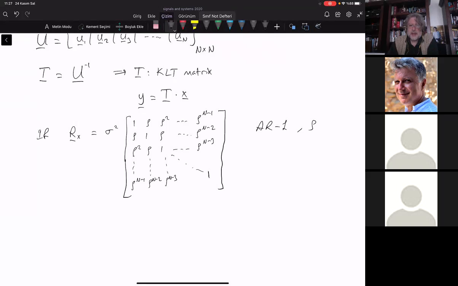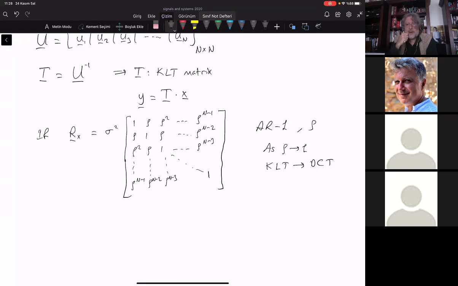And as rho goes to 1, the corresponding KLT goes to DCT, the discrete cosine transform. It comes from the structure of the autocorrelation matrix containing rho terms. A good mathematician can work on finding the eigenvectors of this, and as rho approaches 1, the eigenvectors approach a harmonic cosine structure. Okay.